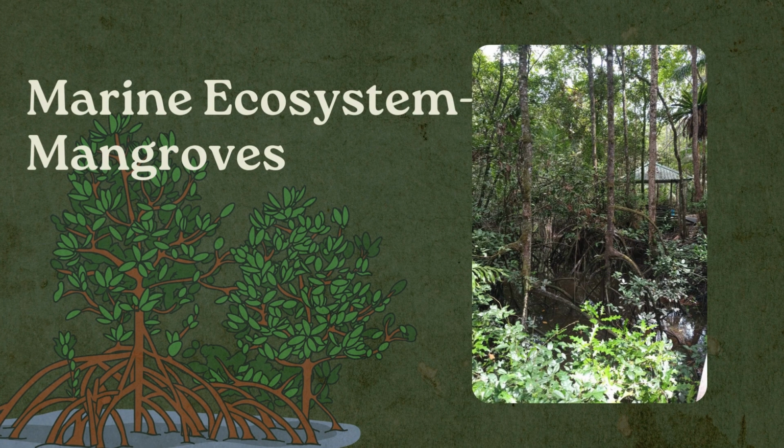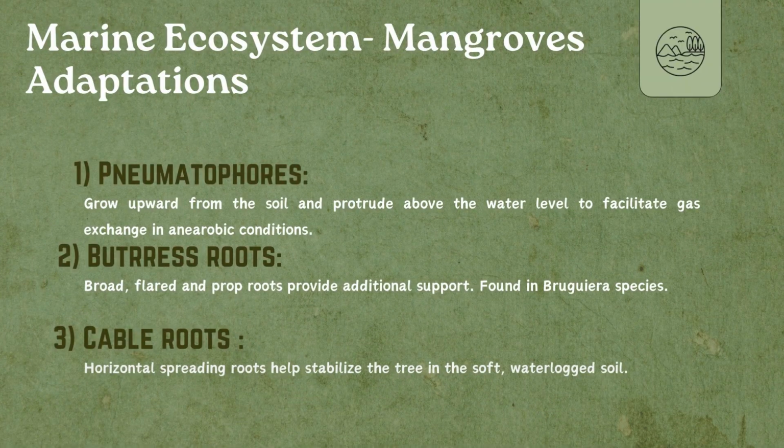We are going to talk about the marine ecosystem, mangroves. There are three adaptations in the marine ecosystem mangrove. The first one is pneumatophores, the second one is buttress roots, lastly is cable roots.